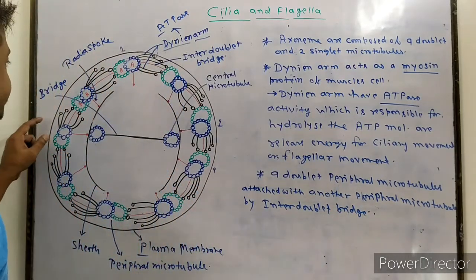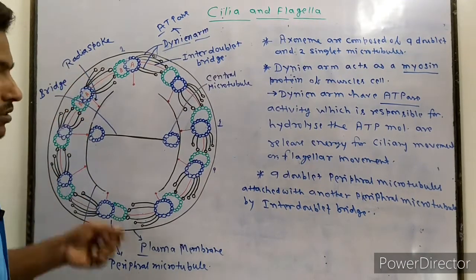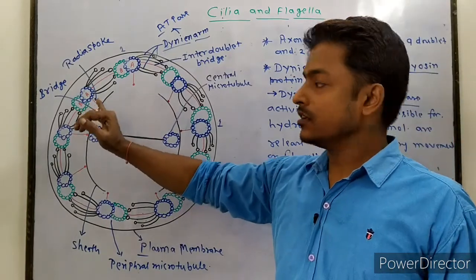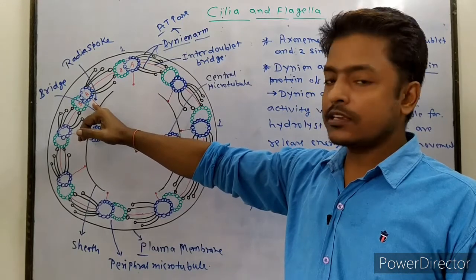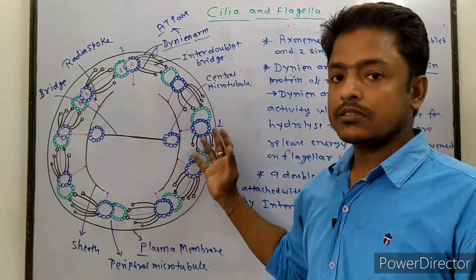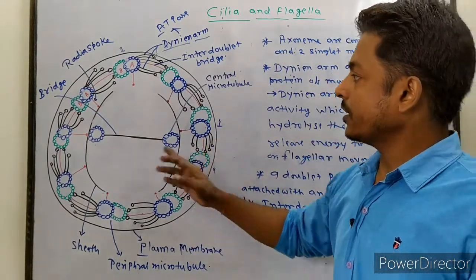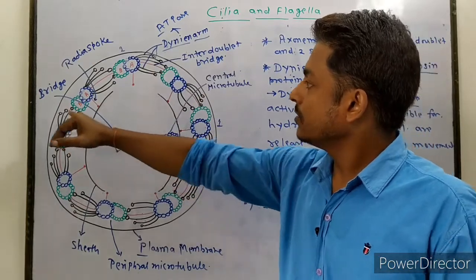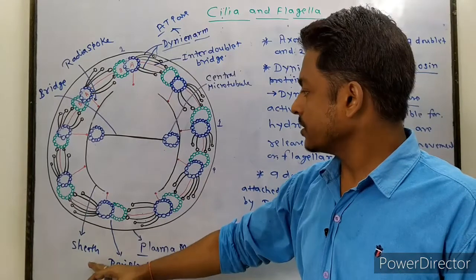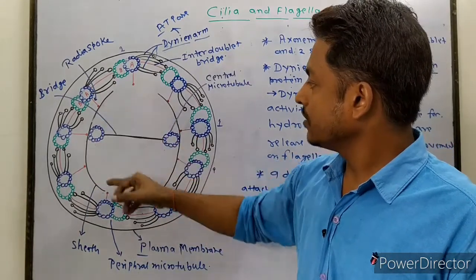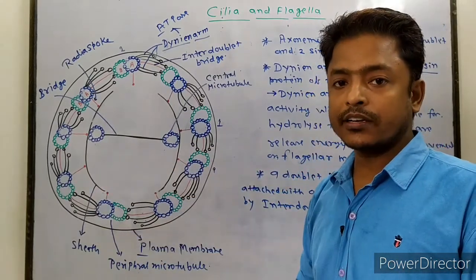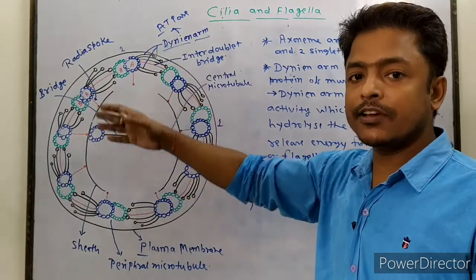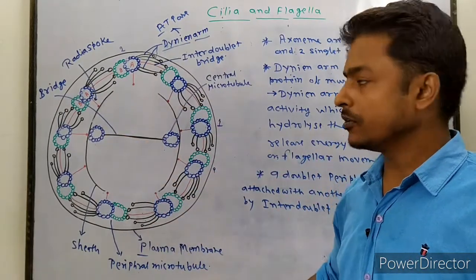Okay, next, the radial spoke. You have seen the spokes in the wheel of a bicycle. So here the function of the radial spoke is to maintain the shape of cilia or flagella. Next, this central microtubule is connected with the help of a bridge. Next, the sheath. This black lining is called the sheath. The sheath is the protective covering of the plasma membrane. Peripheral microtubules are present in the periphery region, so that's why they are called peripheral microtubules.